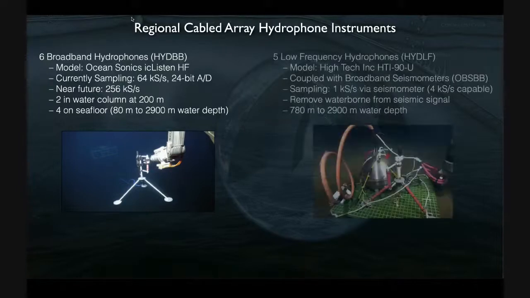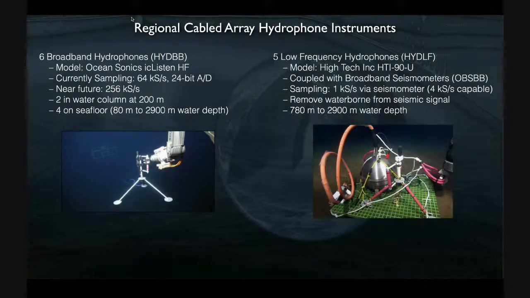There are 5 low-frequency hydrophones, and these are the High-Tech Incorporated HTI-90-Us. These are all coupled with the broadband seismometers on the seafloor. These are sampled via the seismometer circuitry at 1 kilosample per second. They have a capability of going up to 4 kilosamples per second, and they're located there primarily to remove the waterborne signal from the seismic signal, and those are at water depths of 780 to 2,900 meters.